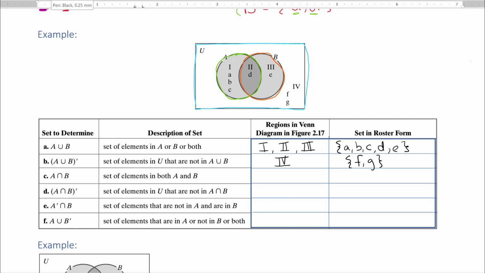The next part, A intersect B. Well, that's the set of all elements that are both in A and B. So the only region I'm talking about there is region 2. And the roster notation would be the only element that belongs in there, D. Well, what's the complement of A intersect B? Well, if region 2 is the only thing that belongs in A intersect B, the complement would be all of the other regions, 1, 3, and 4. So the elements that belong there are basically everything except D.